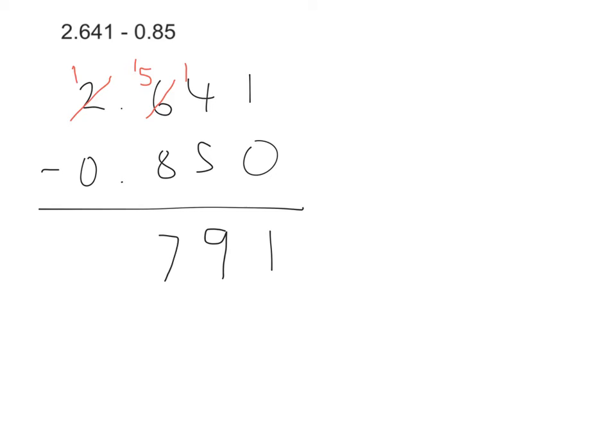Now we put in the decimal point directly underneath the ones above, and we come over to the ones column, or the units column, and we have 1 minus 0 is 0. So your final answer should be 1.791. As you can see, subtraction is a little bit more challenging, only because you have to borrow numbers from the other columns. But if you know how to do that, again, the rest is pretty easy.